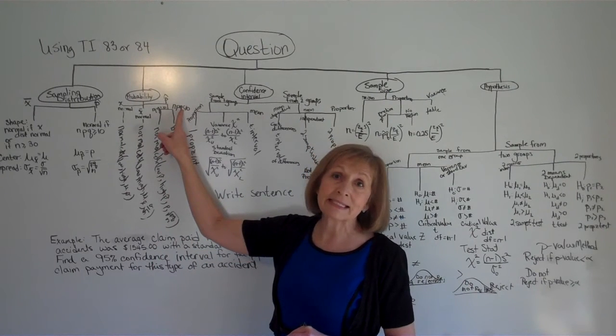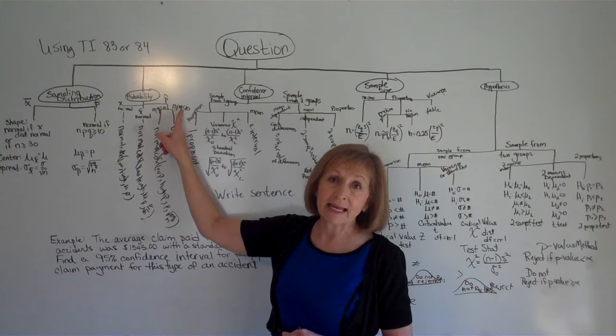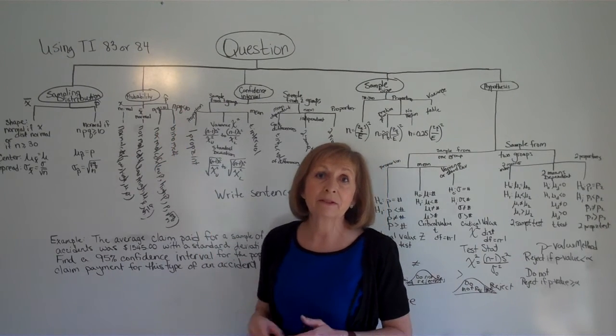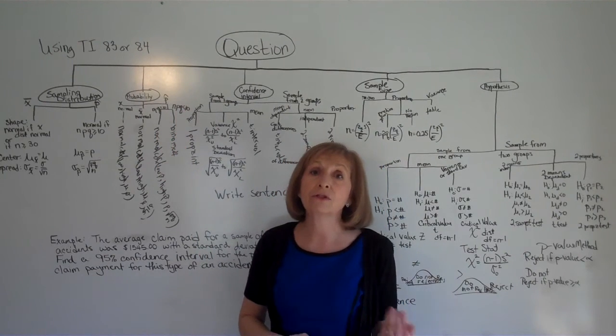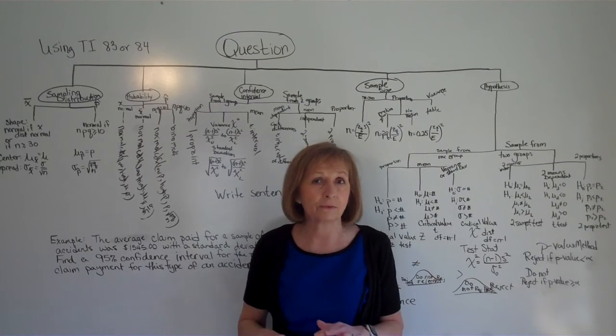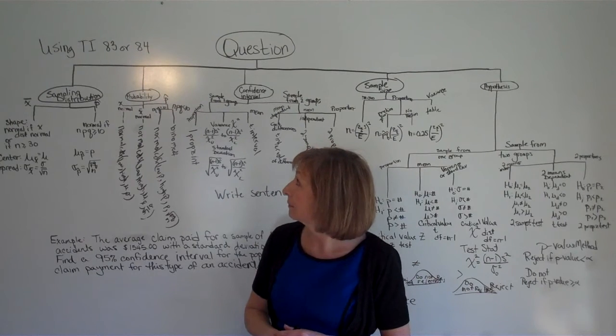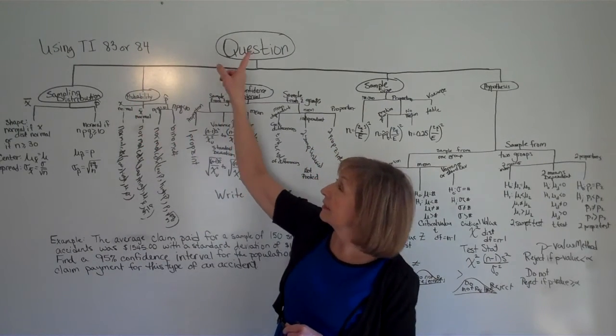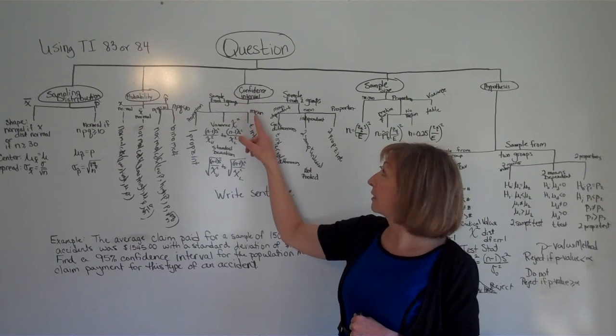If your nPQ is not greater than or equal to 10, if it's less than 10, then you're going to go to the binomial probability distribution and use your binomial CDF or PDF, whichever the case calls for. That's the probability.